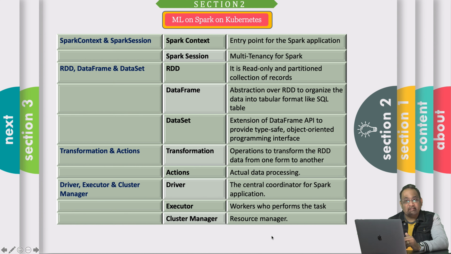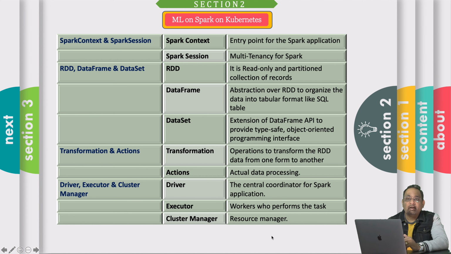Next, Spark transformations and actions. Transformations are kinds of operations which transform the RDD data from one form into another. When we apply a transformation on an RDD, we get a new RDD with the transformed data. A point to be noted here is that when we apply a transformation on an RDD, it will not perform the operation immediately, and it will just create the DAG, that is the directed acyclic graph, in memory.